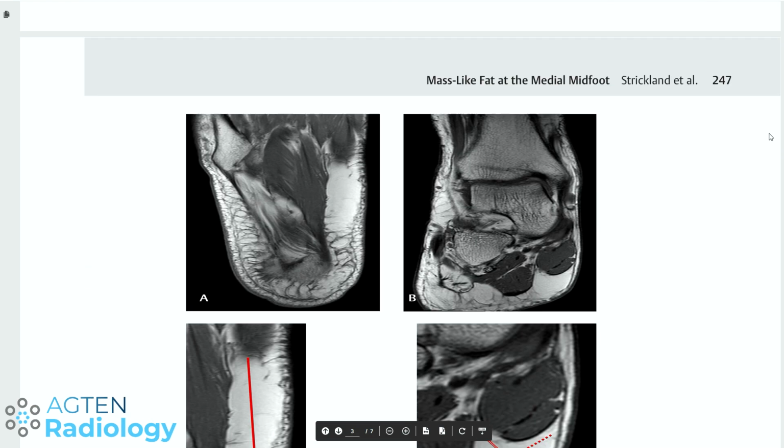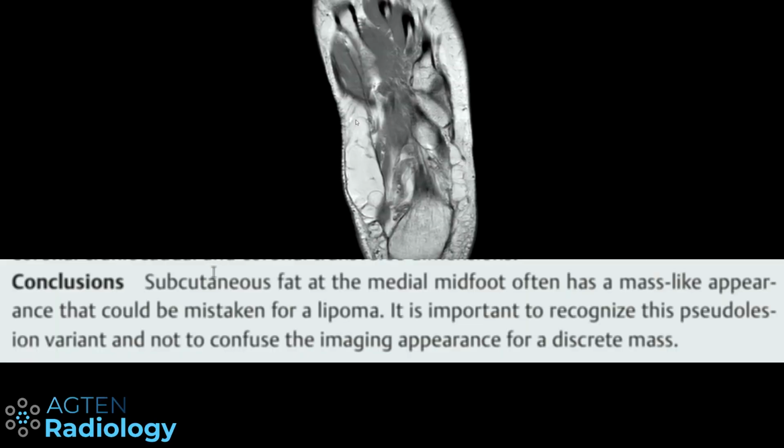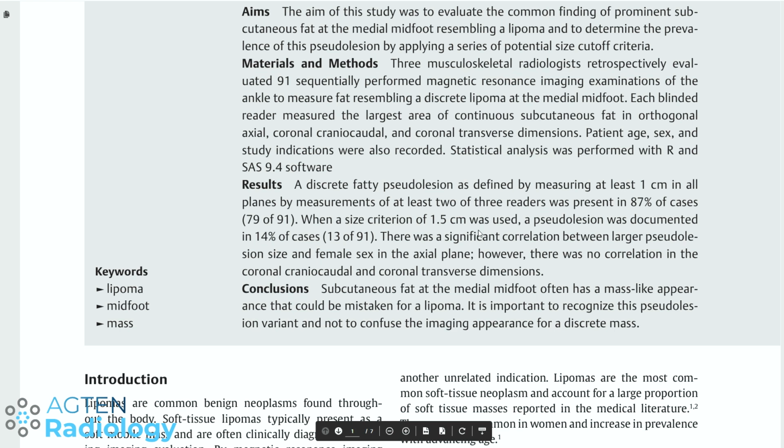let's see what the results actually showed here in the abstract. Subcutaneous fat at the medial midfoot often has a mass-like appearance that could be mistaken for a lipoma. It is important to recognize this pseudolesion variant and not confuse the imaging appearance for a discrete mass. So if you use the criterion of 1.5 centimeters as a cutoff, this pseudolesion was documented in that study in about 14% of cases. So it's quite common, and you will occasionally see it.